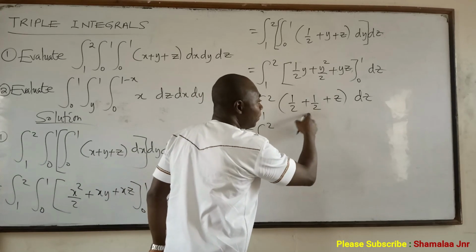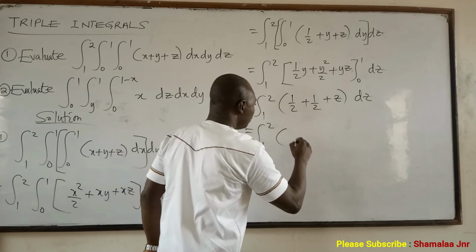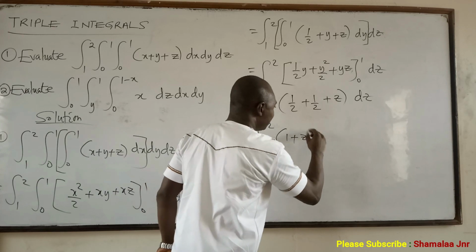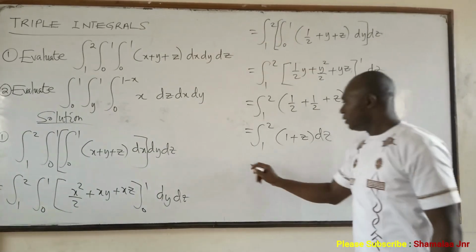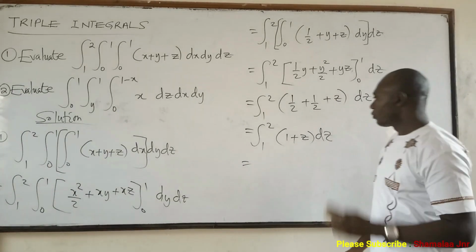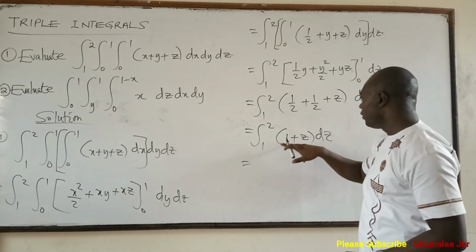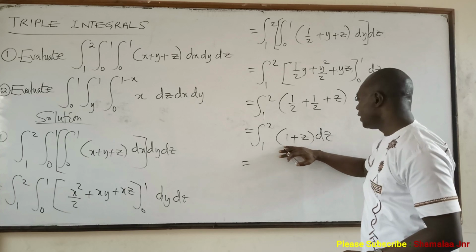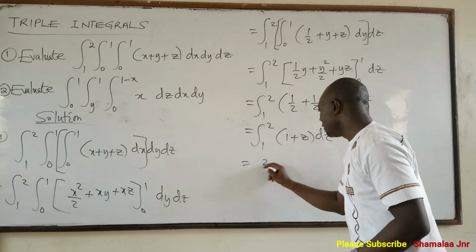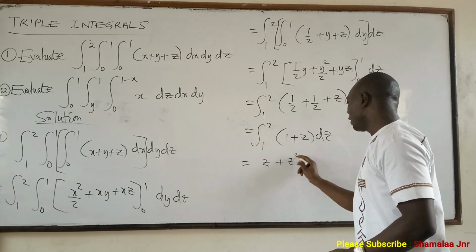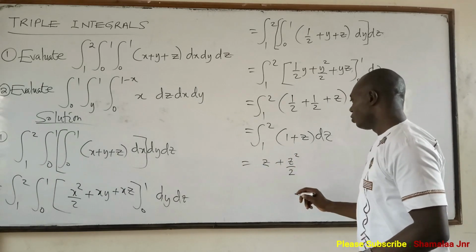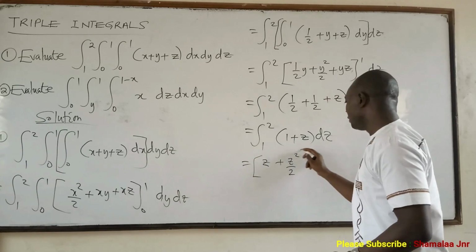Now this is the same as integral from 1 to 2 of half plus 1 over 2 plus 1 over 2, which is 1. You are going to have 1 plus z dz. Like this. Now you are going to integrate the whole of this with respect to z. So if you integrate this one, you're going to get z, and then this one will be z squared over 2. Now let's put in the limits.